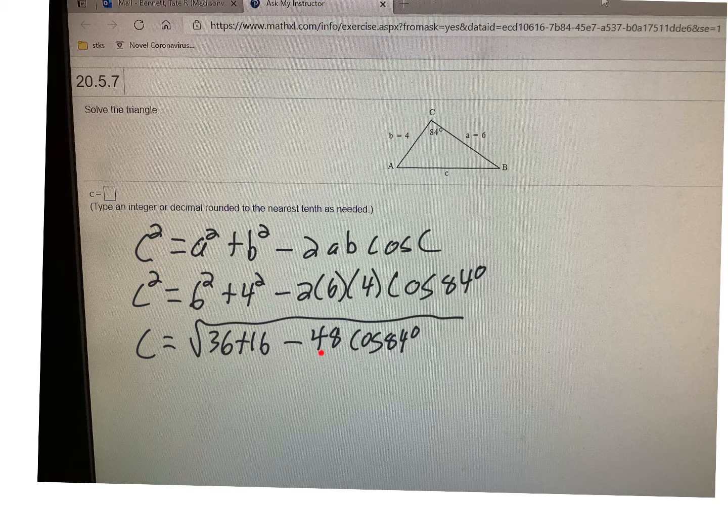So I'll let you punch that in the calculator. You need to be careful with the order of operations. Once you have C, when you're solving this, you only have to apply the law of cosines once.